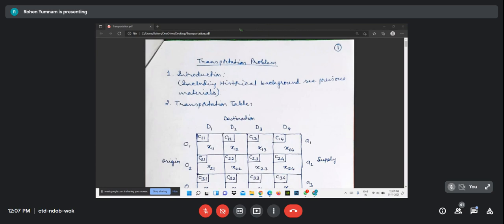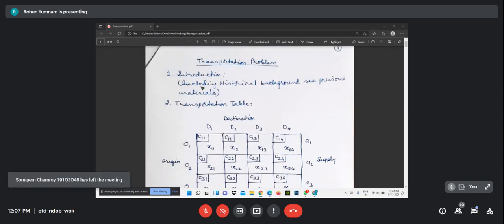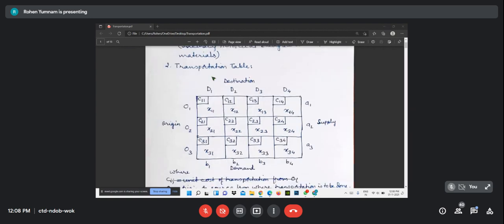And let us see a model of the problem here. Some introduction and historical background could be given, but I am not giving it, as it is not necessary. Let us see the transportation table here.